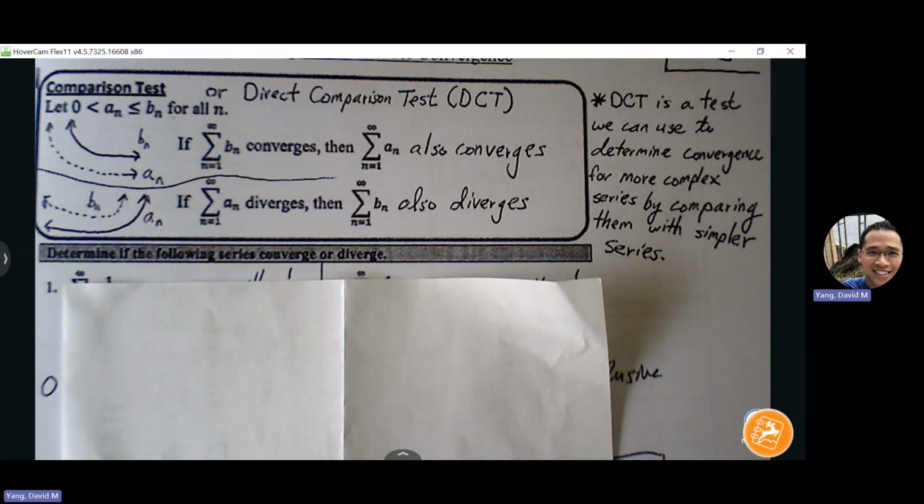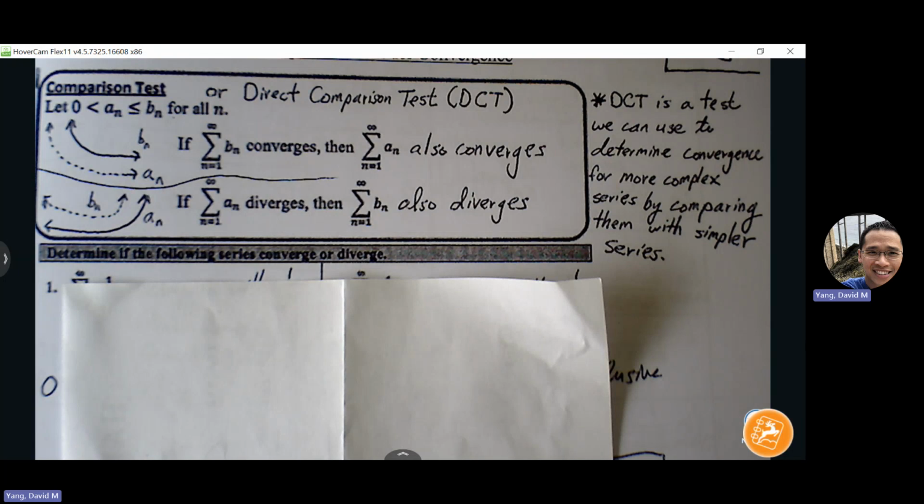Direct comparison test is a test that we use to determine convergence for more complex series by comparing them with simpler series. So let's say between two series, the larger series diverges. Then we can't say that the smaller series is going to diverge as well, because it could diverge, but it could also converge. We don't know where that line is.